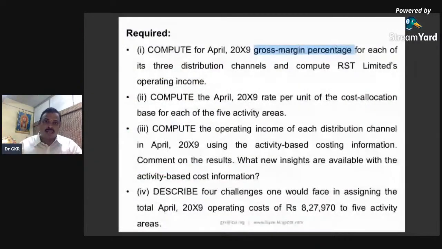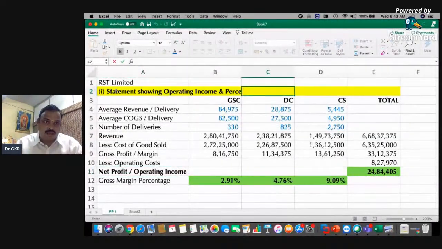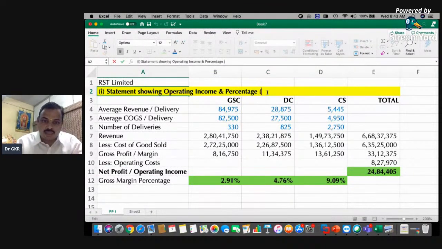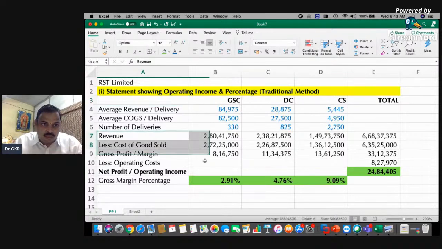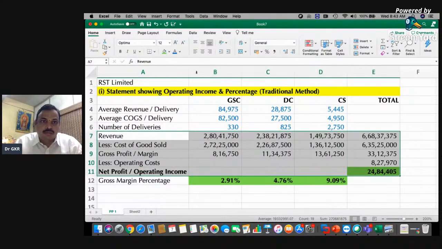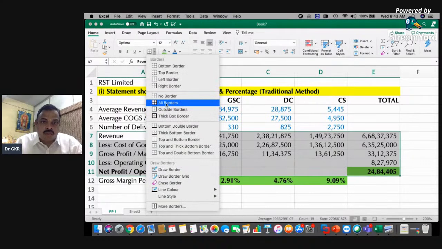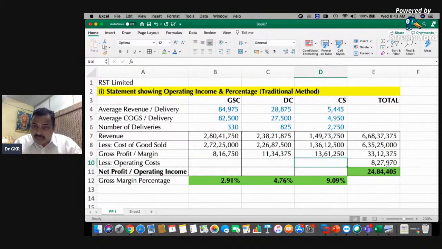This is where the traditional costing applies. I will call this using the traditional costing method. Now let us go for the ABC method. So this is your traditional method. The 8,27,970, we need to now distribute it. And then we need to find what is the percentage.